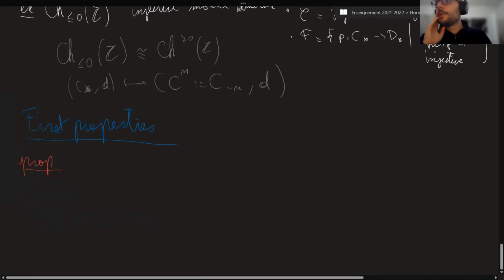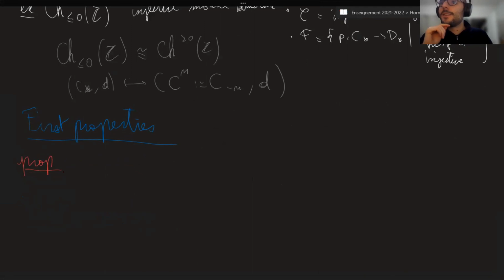So as you are going to see, model category. Okay, I see there is a question. What do you mean that these models have the same homotopy theory? This is actually one of the things we are going to do in this course, to define precisely what it means to have the same homotopy theory. So I cannot tell you yet.